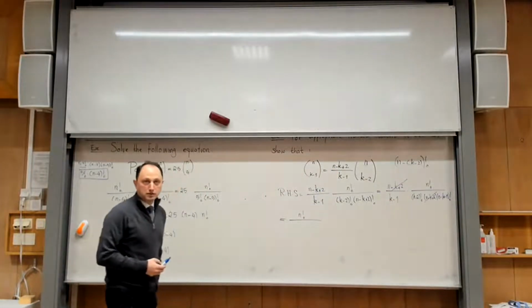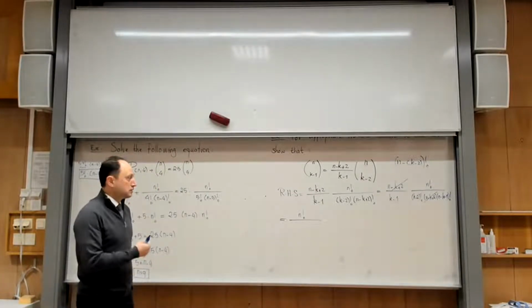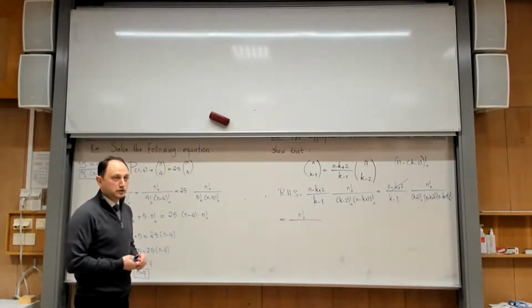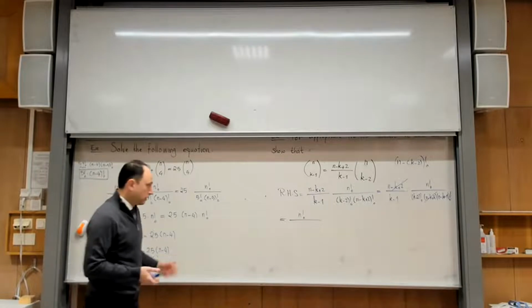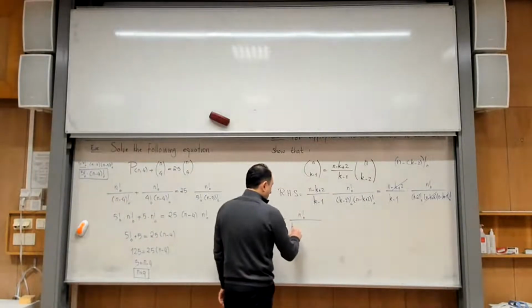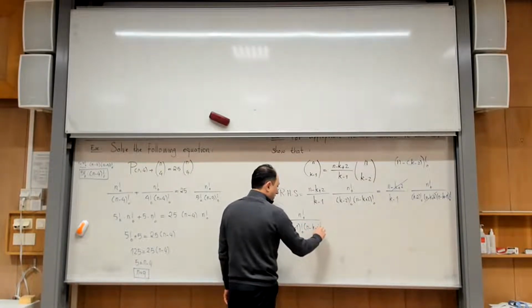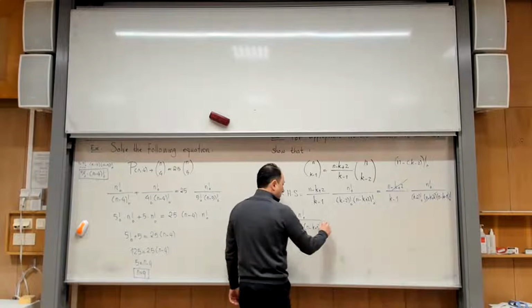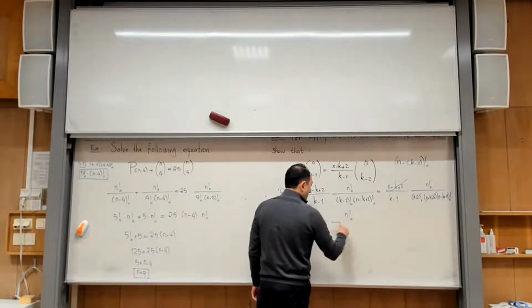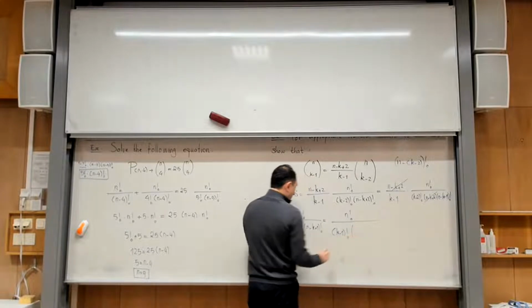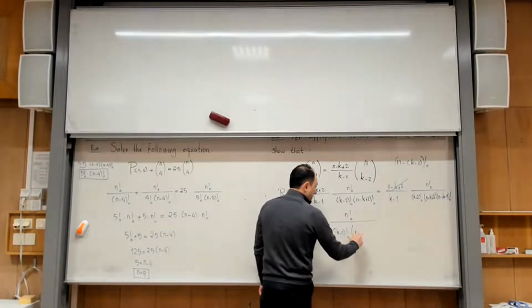What can I write for that combination? K minus 1 times k minus 2 factorial is k minus 1 factorial. Thank you. So this becomes k minus 1 factorial, and then I will have n minus k plus 1 factorial. And if you want, you can write it in this form: n factorial, k minus 1 factorial, and let me just rewrite it again in this form.